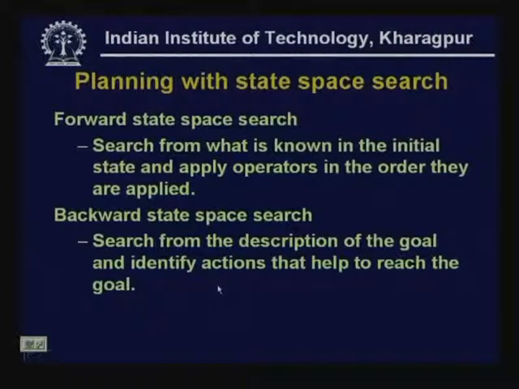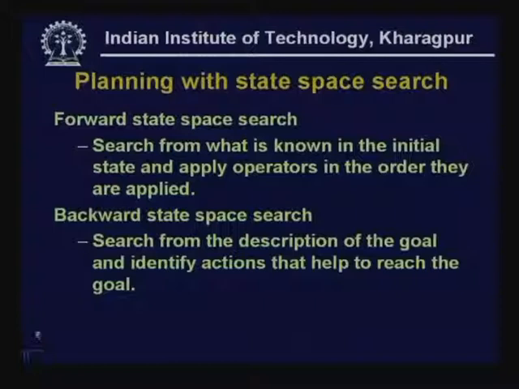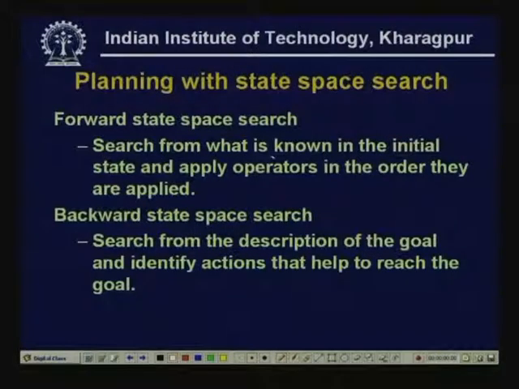Now, normally we can start from the initial state and we can do a search in the forward direction, which is known as forward state space search. That is, forward state space search means you search from what is known in the initial state and apply operators in the order that they are applied.